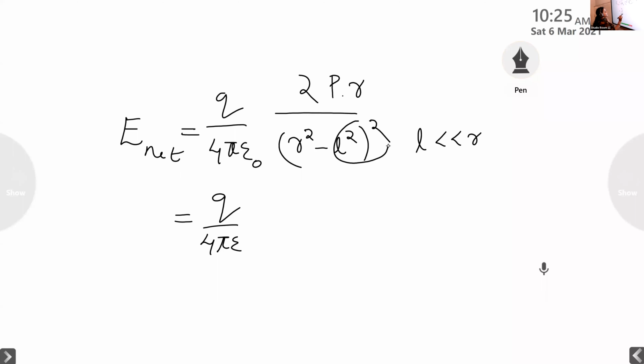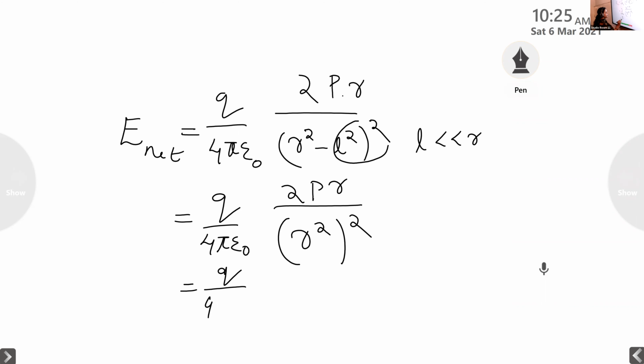So it becomes Q divided by 4 pi epsilon 0 into 2pr divided by r square, the whole square. That minus L square is neglected. So what is the term left here? 2pr divided by r square, the whole square, that is equal to Q divided by 4 pi epsilon 0 into 2pr divided by r raised to 4. Now we can cancel: in the numerator there is an r, and from the denominator one r also gets cancelled. So it becomes r cube.